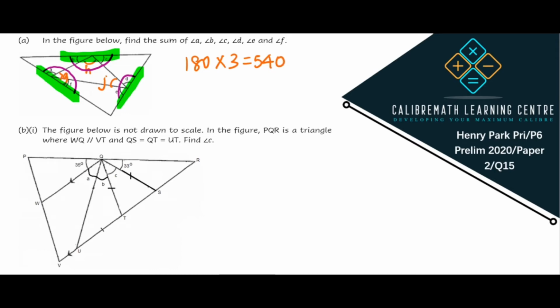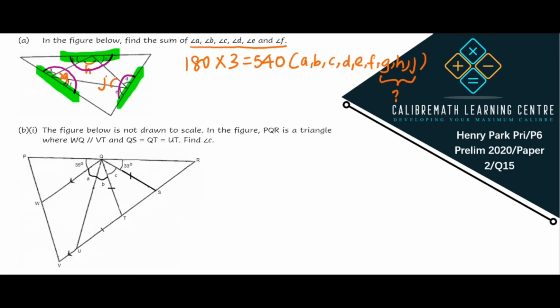And 540 degrees is in fact the sum of angles A, B, C, D, E, F, G, H, and J. Okay, now note that the question just wants you to find the sum of A, B, C, D, E, and F. So that will mean that we don't want these 3 angles over here. So what we can do is find the sum of these 3 angles over here and then subtract it from 540 degrees. So how do we find the sum of these 3 angles G, H, and J?